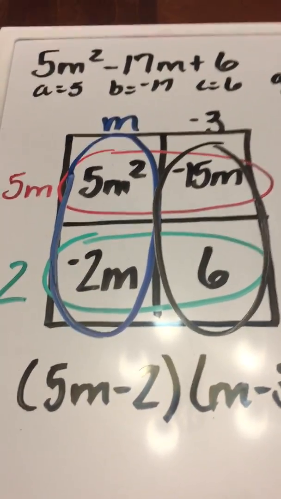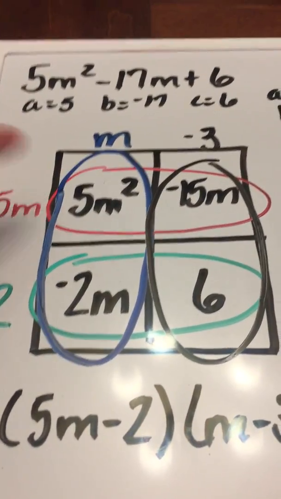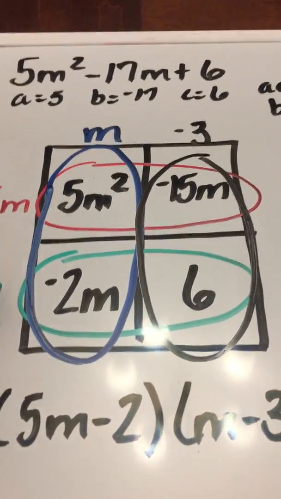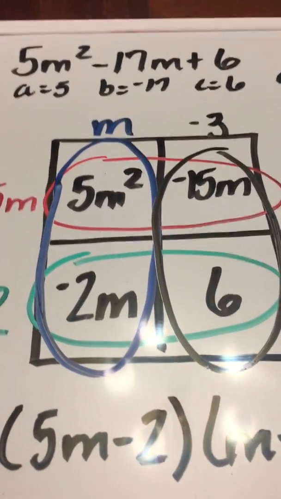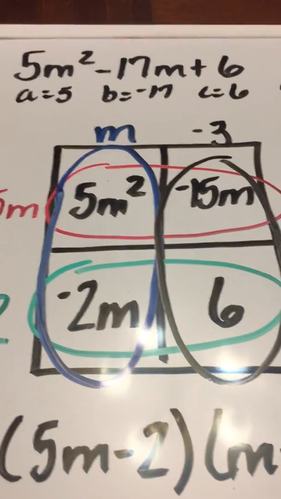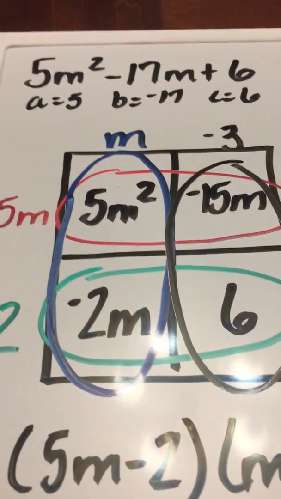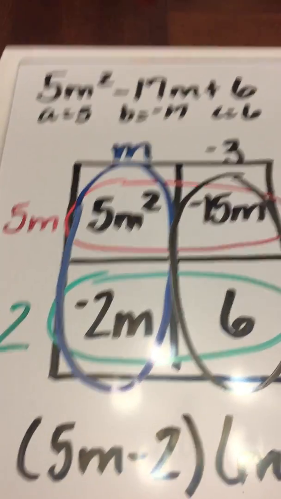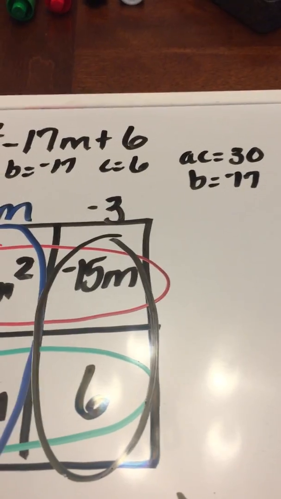But if you look in the box, you're going to take your first term, which is the 5m squared, and you're going to put that in the top left box. You're then going to put your 6 in the bottom right hand box. So first term in the top left box, last term in the bottom right box. Notice up top I've identified what my A, B, and C is in the problem. And then I've also identified what A times C is.